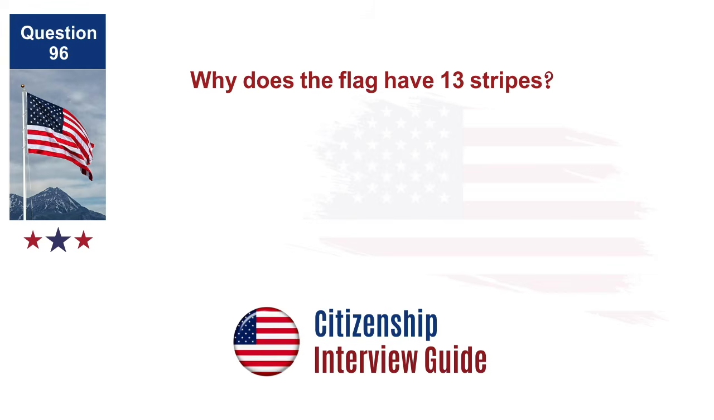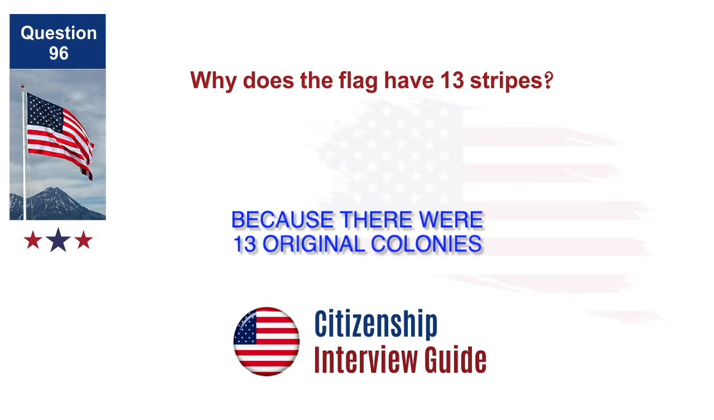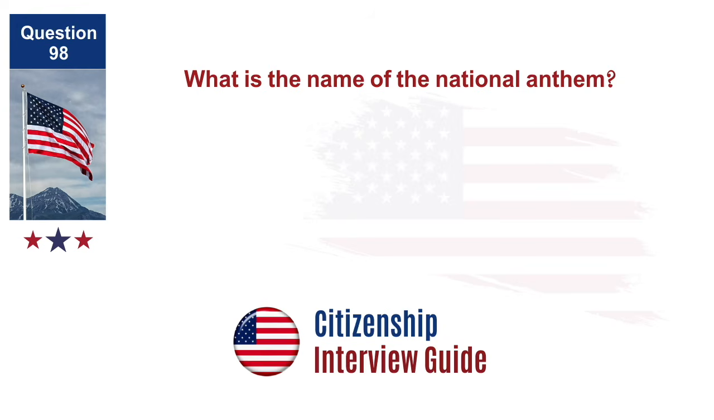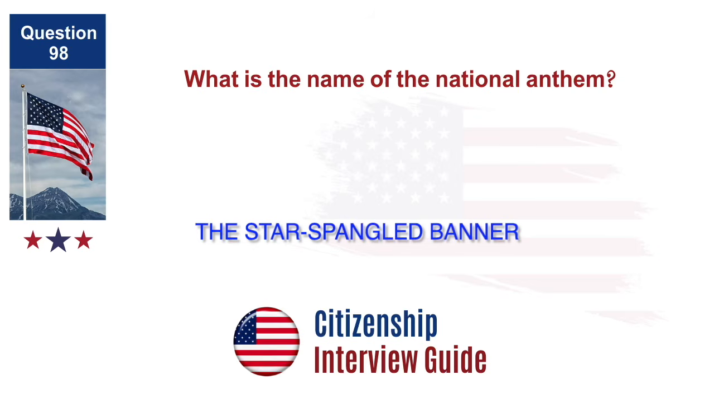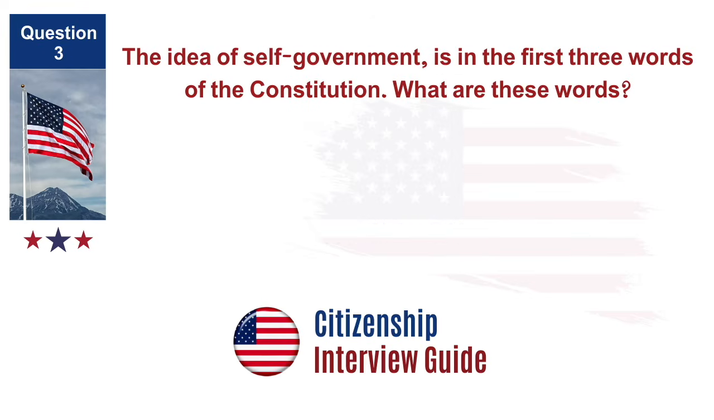Why does the flag have 13 stripes? Because there were 13 original colonies. What is the name of the national anthem? The Star-Spangled Banner. The idea of self-government is in the first 3 words of the Constitution. What are these words? We the people.